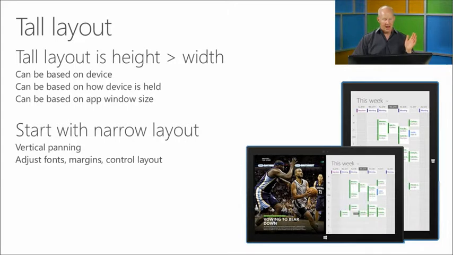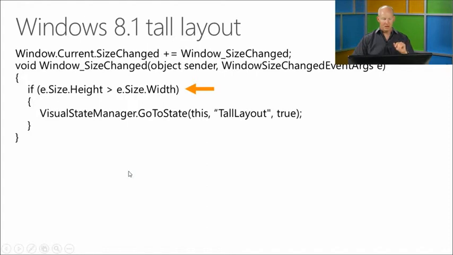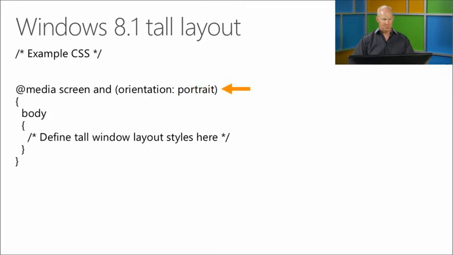And that starting point is really the narrow layout. So if you came up with a narrow layout, whether it's 500 pixels and below or 320 pixels, that vertical panning, adjusting the fonts and the margins and the control layout is really where you start when you think about tall layout. And again, in Windows 8.1, I'm just going to ask, in XAML, is the height of the window greater than the width? And if it is, I'm going to apply a tall layout visual state, the Visual State Manager. And in Windows CSS, it's just a matter of saying if the media screen orientation is portrait, I'm going to apply the CSS associated with my tall window layout.